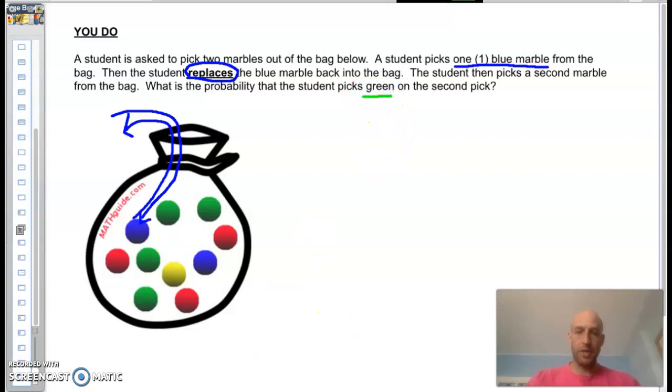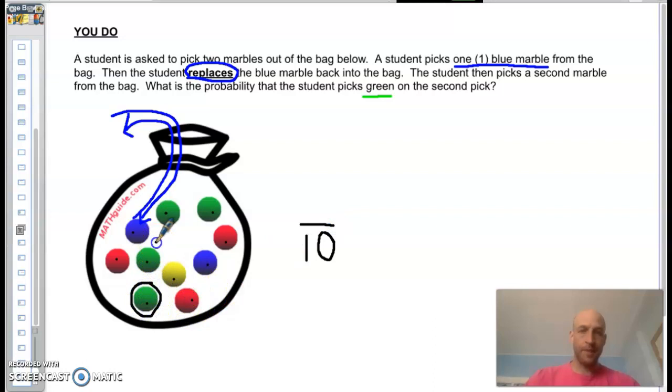All right, so just like last problem, we're going to want to figure out how many marbles are in the bag for the second pick. Okay, remember this blue one came out, but we replaced it, meaning we put it back into the bag before the second pick. So we have 1, 2, 3, 4, 5, 6, 7, 8, 9, 10 marbles. There are 10 different marbles that I could choose. We want to know what the probability of picking a green marble is. So we are going to count how many greens there are.